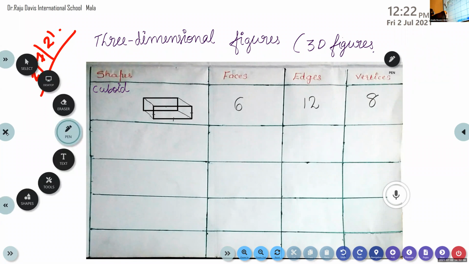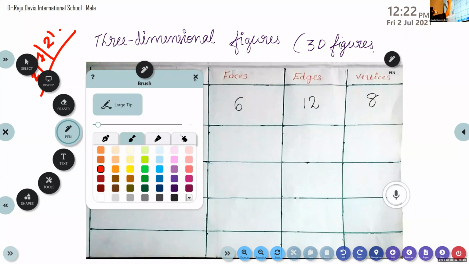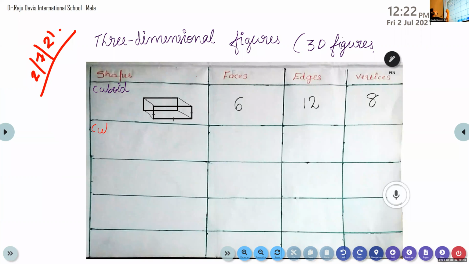Those who have completed the cuboid, we can give the heading cube. Next is cube. C-U-B-E, cube.